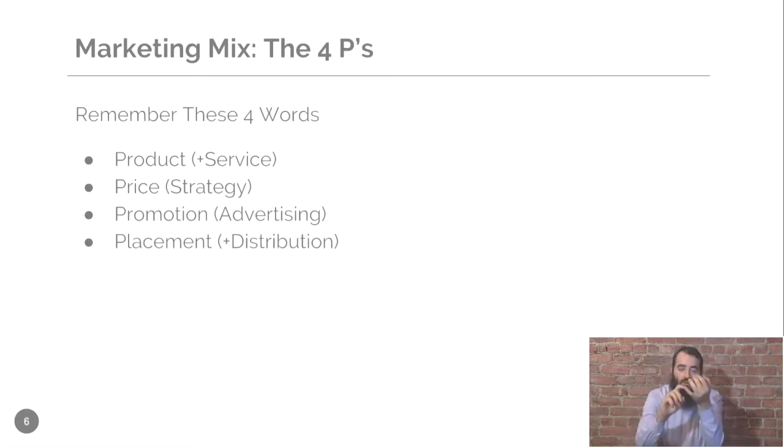So the 4 P's are: number 1, product or service, right? That's the first one. The second one is price. You want to know what your product is. You want to know what your price is. You want to know your promotion. How are you going to get it out there? What is your advertising strategy or your promotion strategy? And then you want to know your placement. Where is your product going to be? Where's it going to live? How's it going to get to the customer? So we're going to show you these 4 different areas.